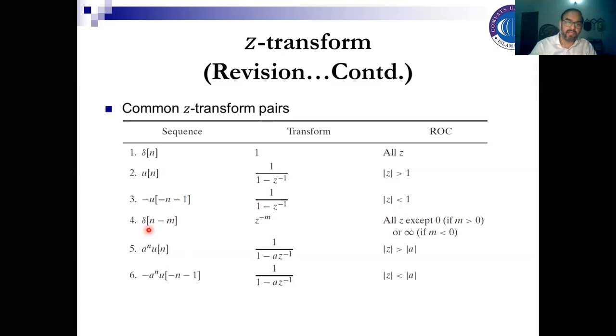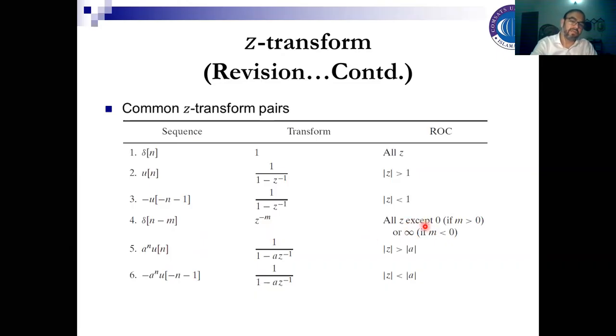If you have delta of n minus m, then the z transform of this sequence is z to the power of minus m. So when it is z to the power of minus m, there are two possibilities. Either the value of m is positive. So if the value of m is positive, the region of convergence is all of z except z equal to 0.